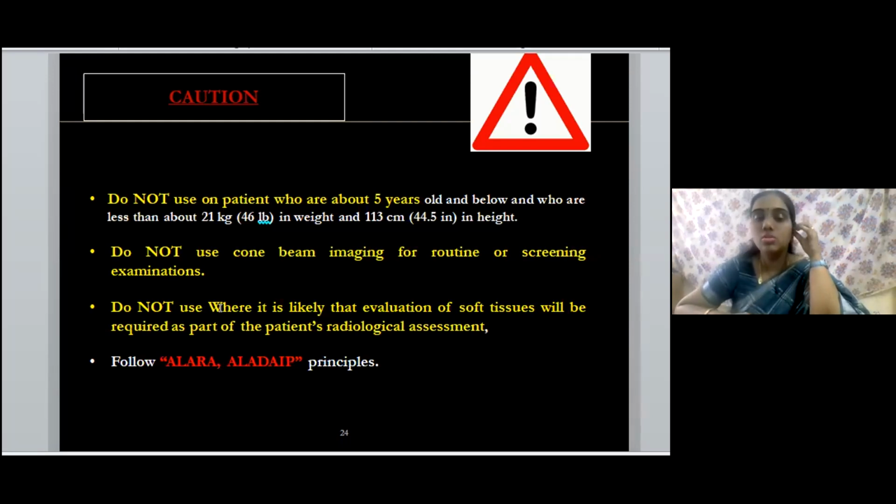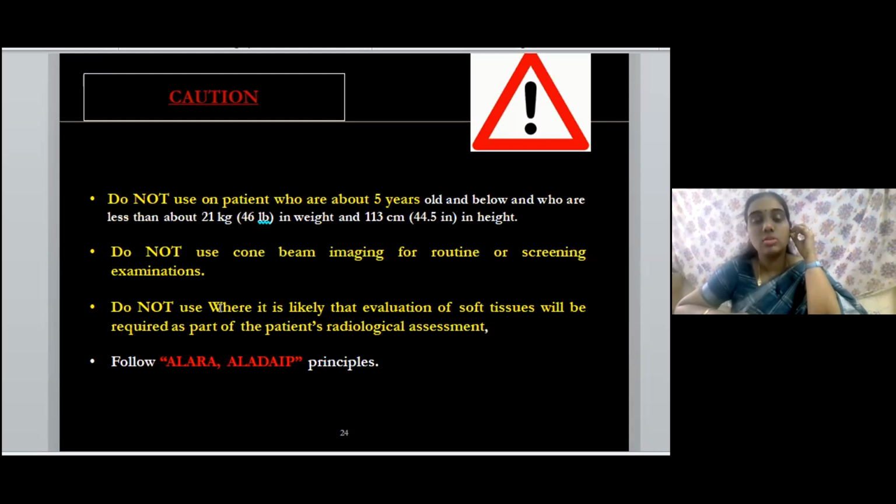And do not use it where you feel that there is some soft tissue involved. In case of TMJ problems, if it is an osseous complaint, yes, fine. But if you think that there is some amount of musculature or soft tissue involved, please go for another radiographic examination.